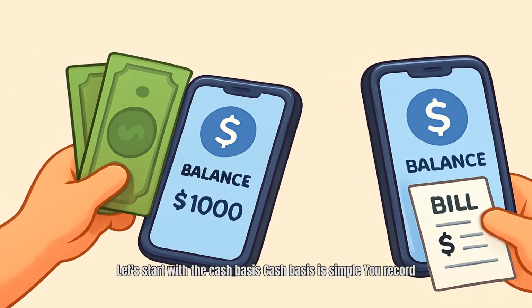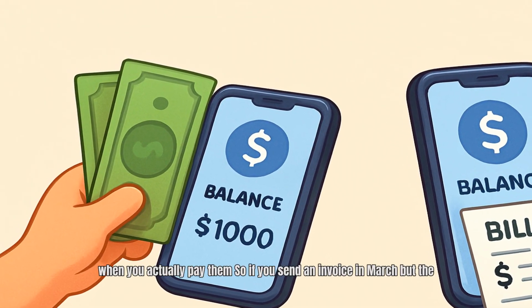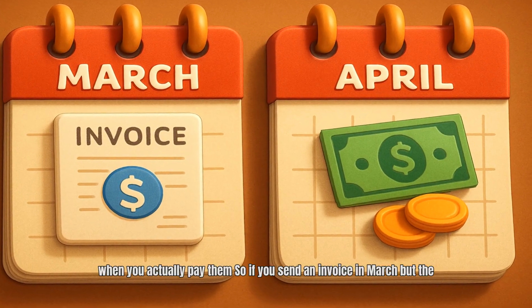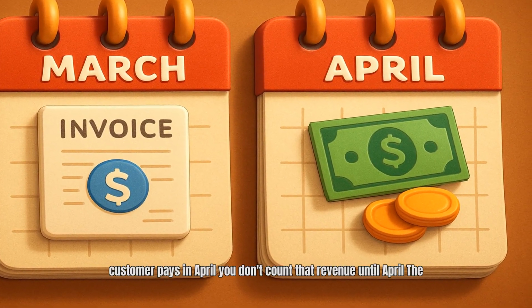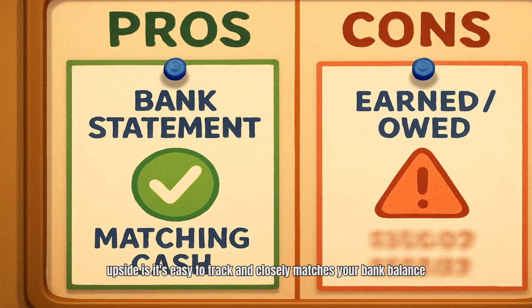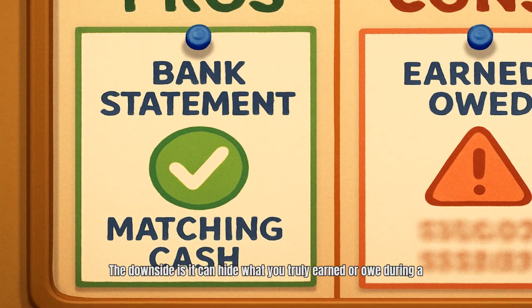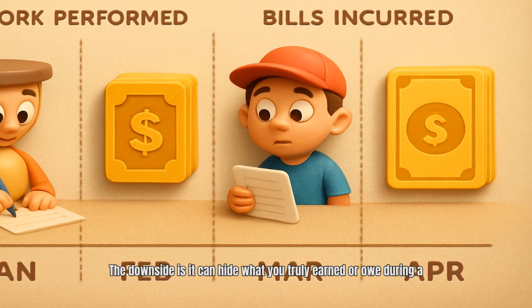Cash basis is simple. You record income when you actually receive the money, and you record expenses when you actually pay them. So if you send an invoice in March, but the customer pays in April, you don't count that revenue until April. The upside is it's easy to track and closely matches your bank balance. The downside is it can hide what you truly earned or owed during a period.